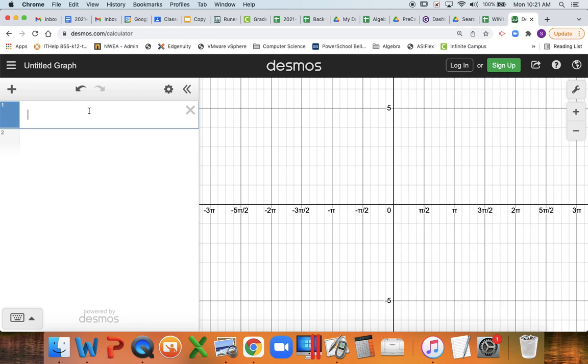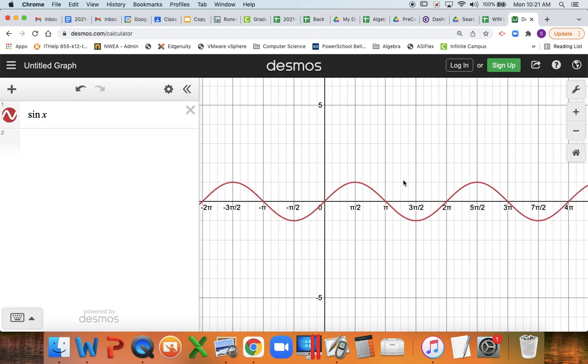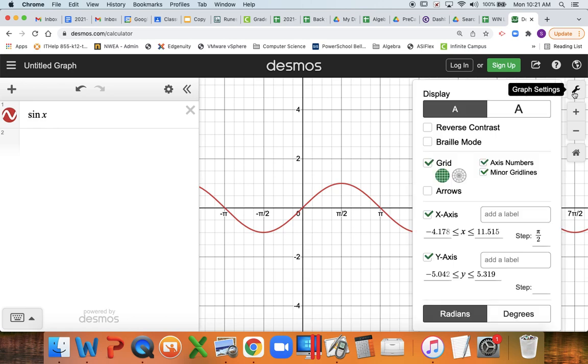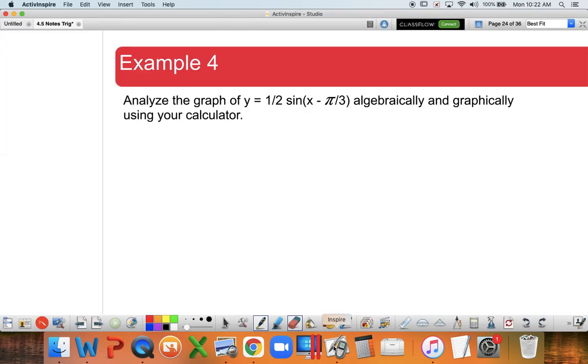So you'll notice if I put in sine of x, it actually is going to show me exactly what we've been graphing within our notes. You can zoom in a little bit if you want there. See? So I can see the x-axis in those terms. And as a reminder, I clicked on the settings, and for my x-axis, my step value, I changed it to pi divided by 2. That's just a little trick that'll help you out as you're graphing these.